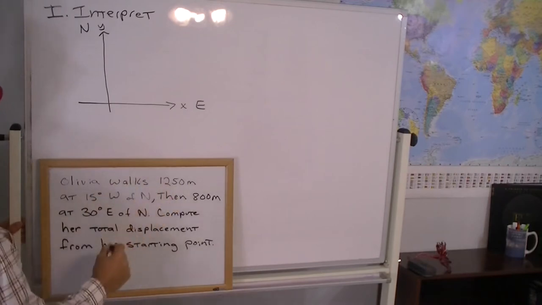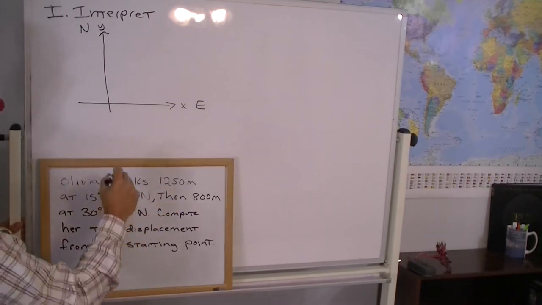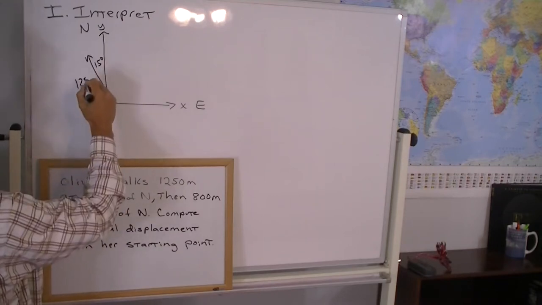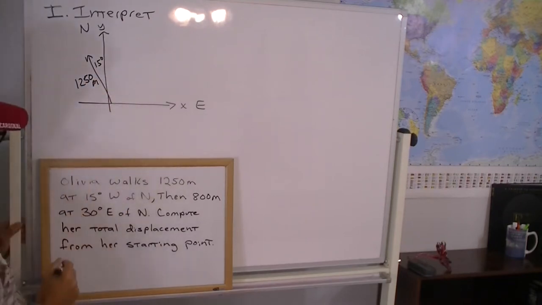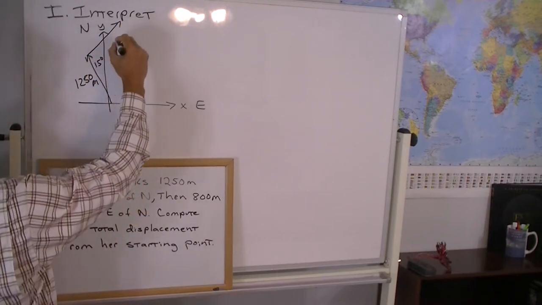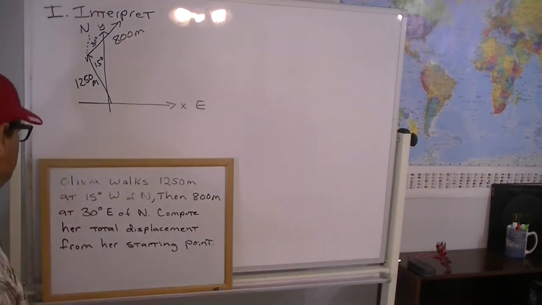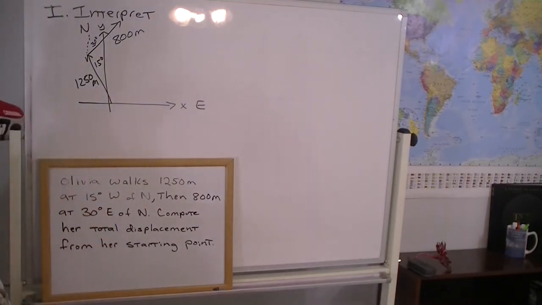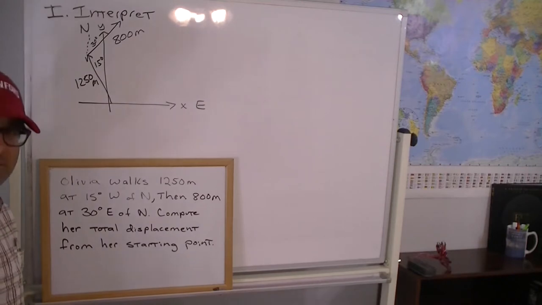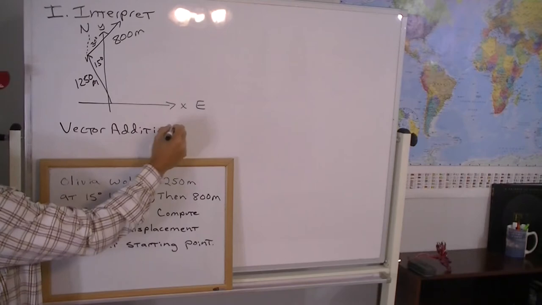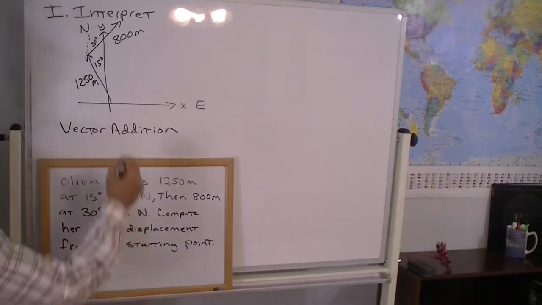So Olivia walks 1,250 meters at 15 degrees west of north. And then 800 meters at 30 degrees east of north. And it says to compute her total displacement from her starting point. Okay, so we've got a pretty good picture. And to compute her total displacement, the general principle of physics that we need is vector addition. And we're also using the definition of displacement.